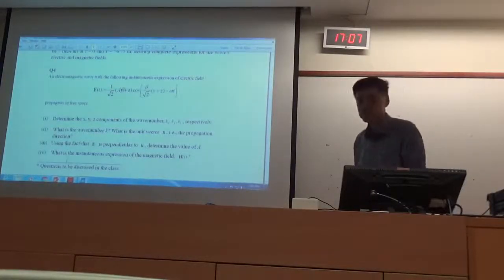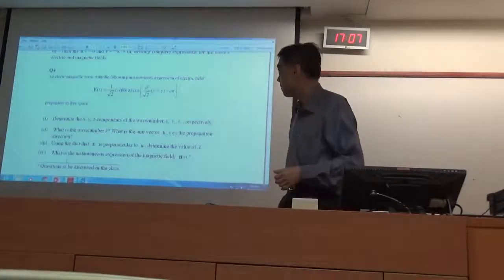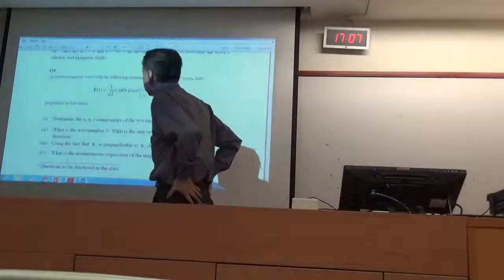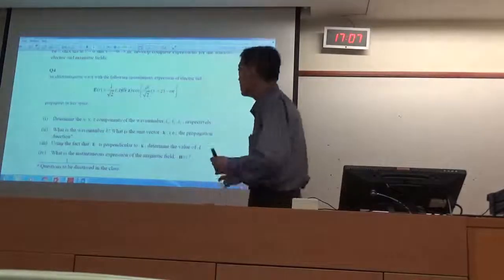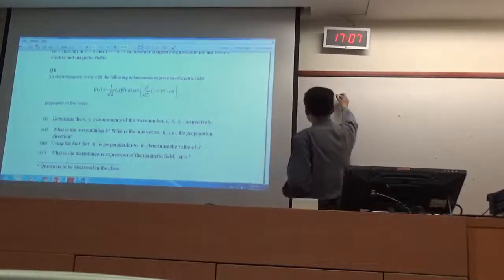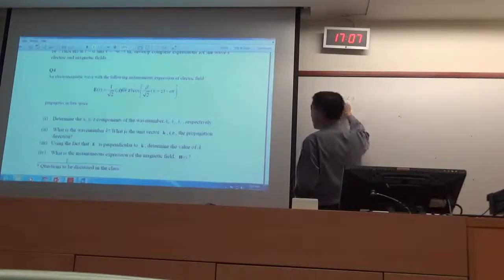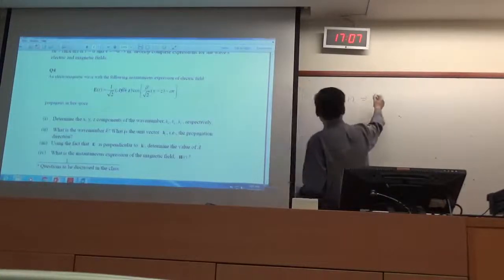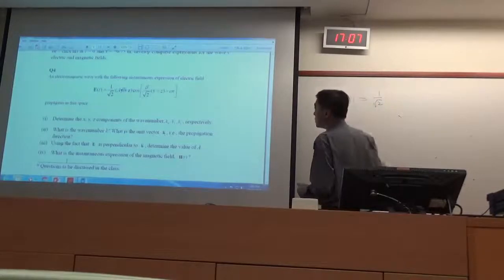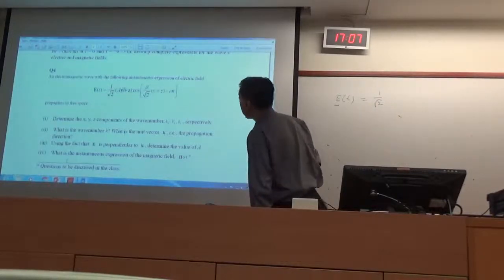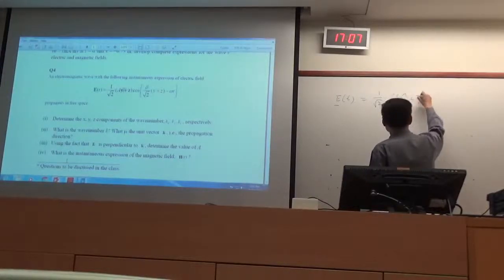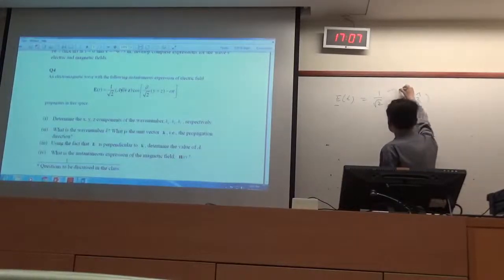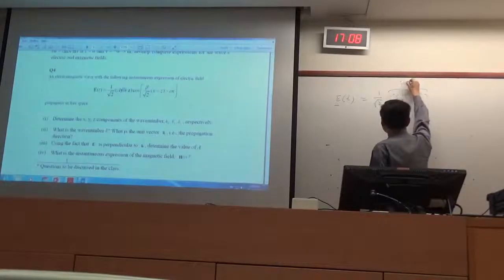Okay, last question. An electromagnetic wave with the following instantaneous expression: E(t) is equal to 1 over square root 2 (ay plus az). Now this is the polarization.